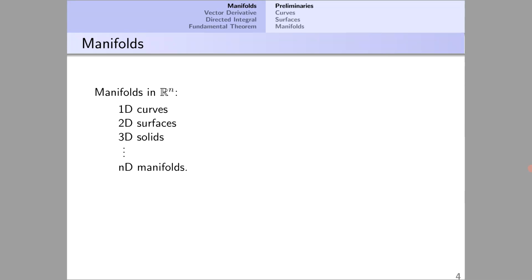Listed are the various kinds of manifolds we'll be discussing. In Rn, we can have one-dimensional curves, two-dimensional surfaces, three-dimensional solids, all the way up to n-dimensional manifolds in Rn. For example, in R3, we have three-dimensional solids, and that's the highest possible.